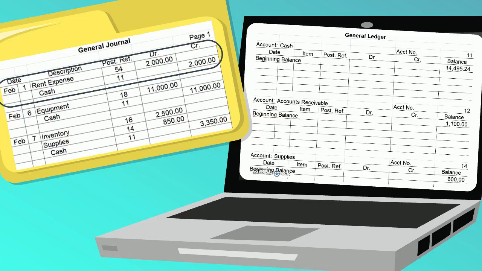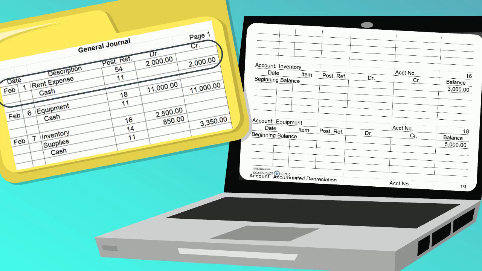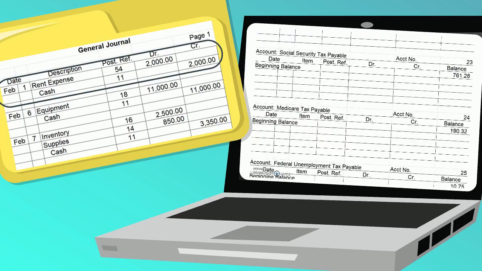So you'll notice the column post ref. This is a posting reference, and it's really easy for me to find those accounts in the ledger by the posting reference. So rent expense is account number 54 and cash is account number 11. So when I go over to the ledger, this record has every account in it and details about the account. So we will go and scroll down to find rent expense, which was account 54.